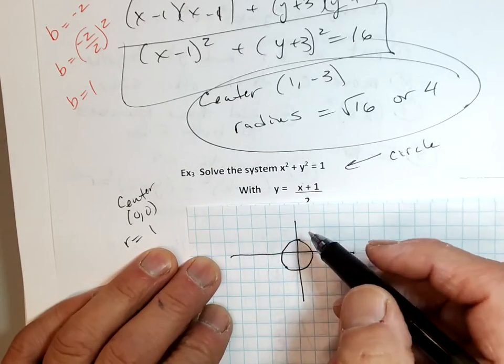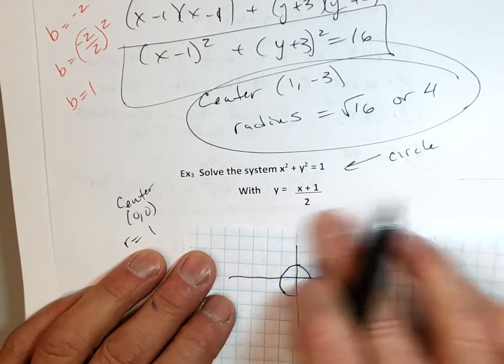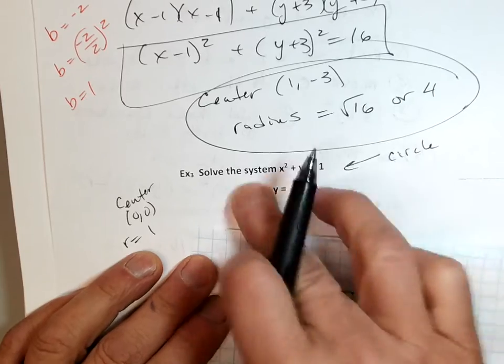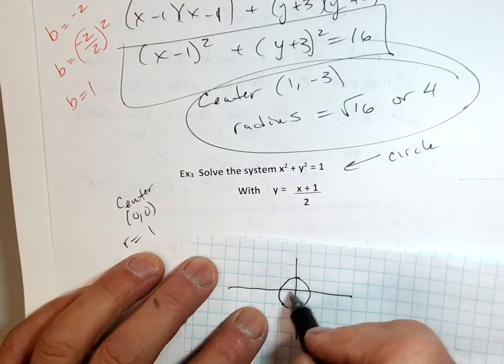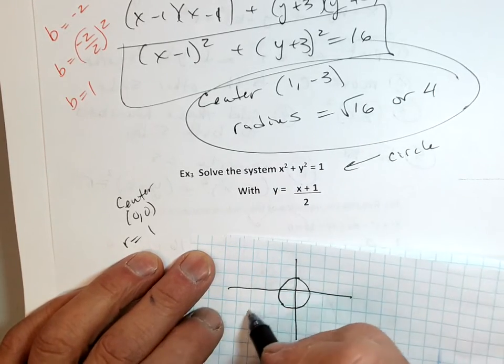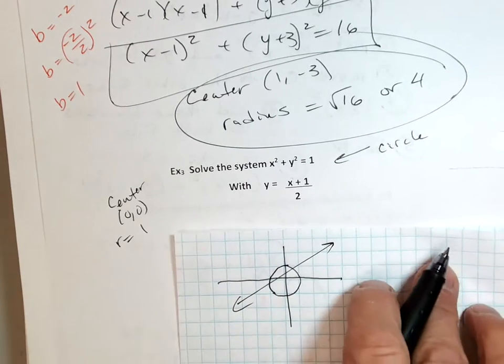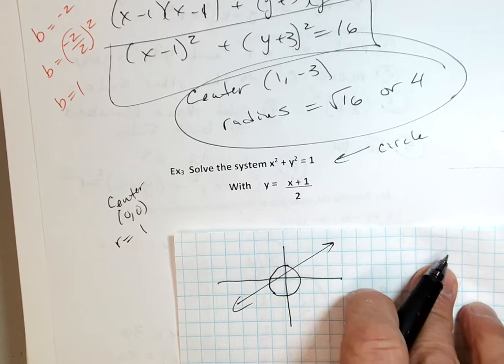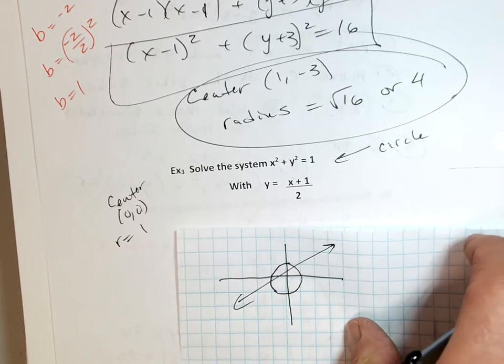This is a line. How do I know this is a line? So it's a line that might look something like this. And I'm just doing a rough sketch. How do we know where they intersect? It's going to take some math.